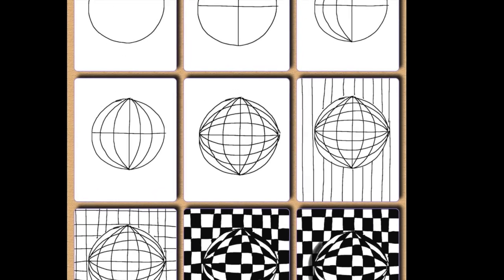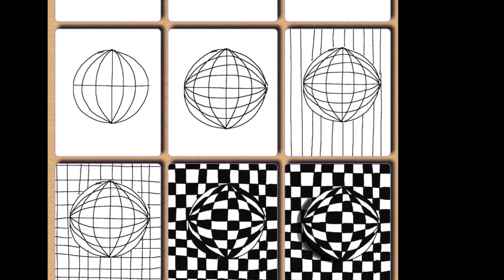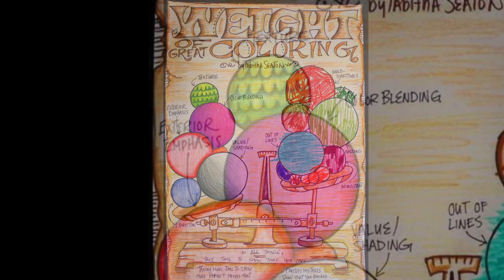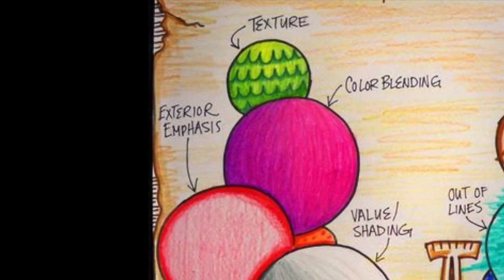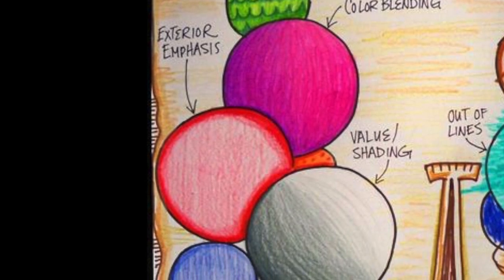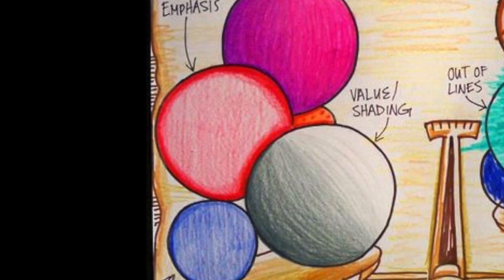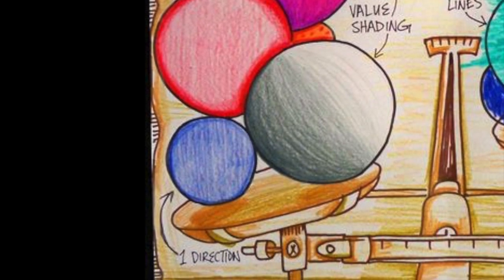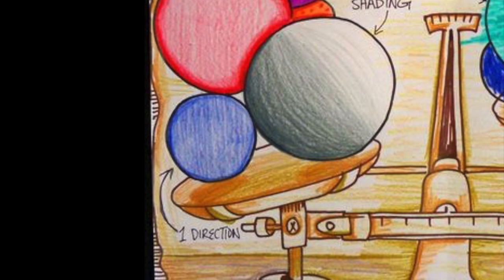And now for the great weight of coloring. On the left, you can see some excellent coloring that shows effort and it proves that you really took your time. We have texture, we have color blending from one to the next, emphasizing the exterior with that red outline, value shading, light to dark, and coloring in one direction.